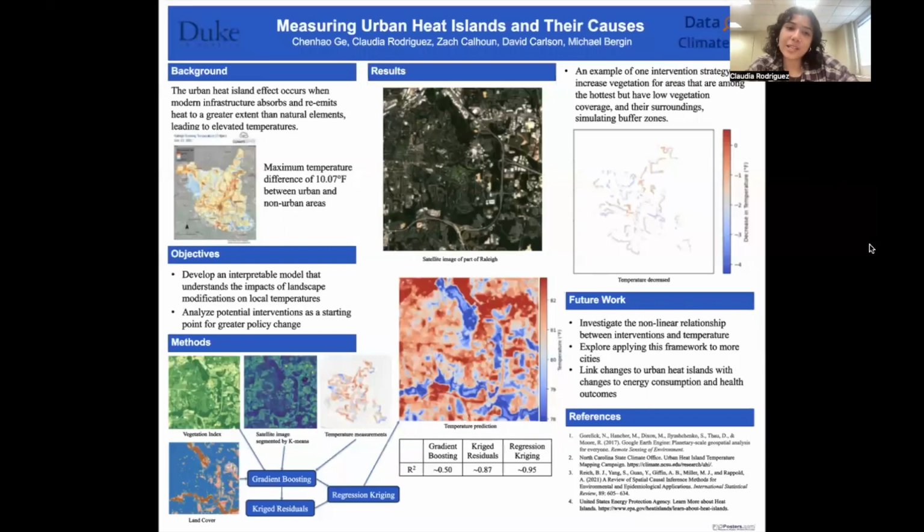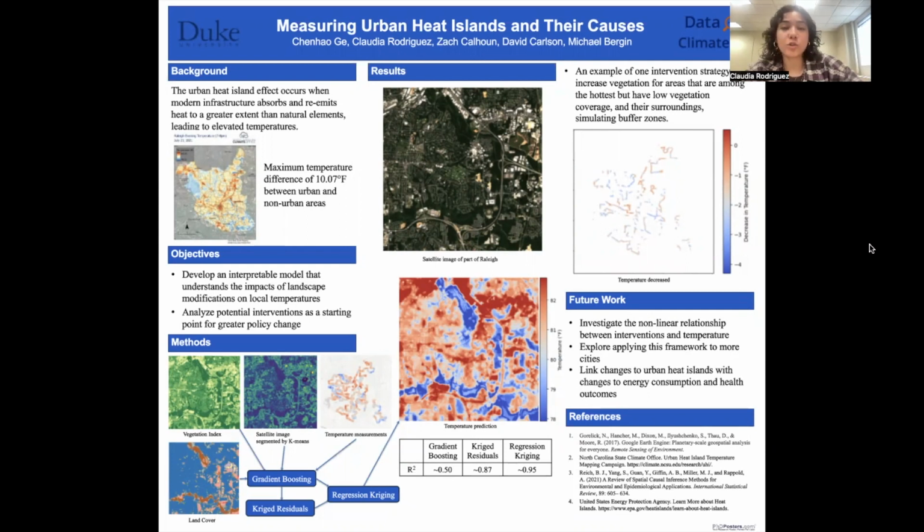Hello, everyone. We're Team 2, and our project this summer focused on understanding and predicting urban heat islands throughout Durham and Raleigh. Urban heat islands are specific areas within cities or urban areas where the temperature is notably higher than the surrounding rural areas or natural environments. This occurs due to the presence of modern infrastructure such as buildings, roads, and parking lots, which tend to absorb and retain more heat compared to natural elements like trees and grass.